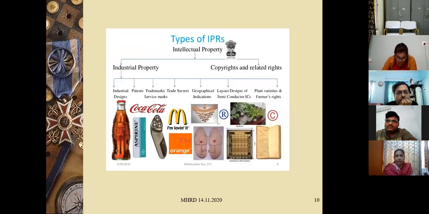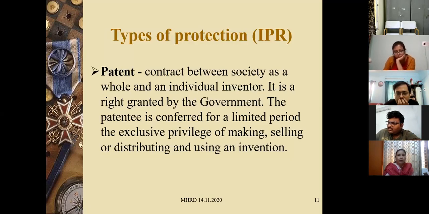And the various types of IPRs, as per the Indian Patent Office: you have industrial property, and then you have copyrights and related rights. Under industrial property, there are many: industrial designs, patents, trademarks, trade secrets, geographical indications, layout designs, plant varieties, and farmers' rights. Even for GI, geographical indication, the Kolhapuri chappal is included. So these are all examples of various industrial property or types of IPR.